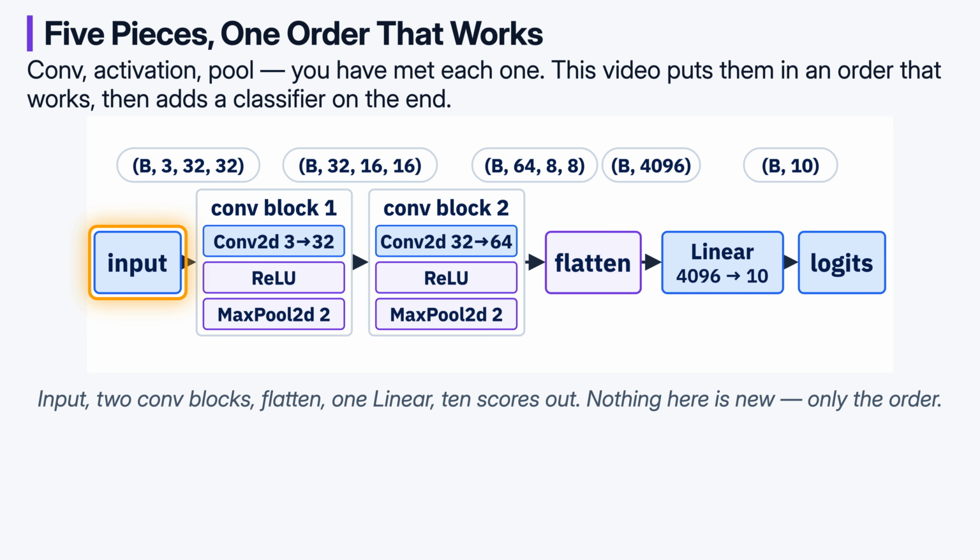This is the whole model, 5 pieces in a row. An image batch comes in on the left. The first conv block, a second conv block, then flatten, one linear layer, and 10 scores come out. You have met each piece already. This video puts them in an order that works, then adds the classifier on the end. Do not worry about the numbers on the arrows yet, we get to those next.